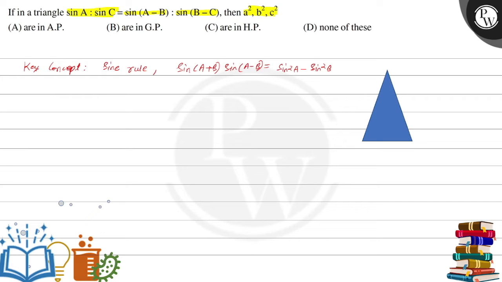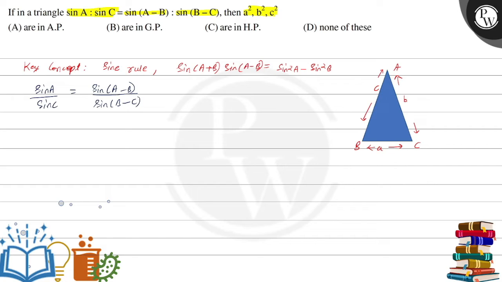In triangle ABC, like take an example, this is a triangle, and the side opposite to the angle A is given as small a, the side opposite to the angle B is given as small b, and the side opposite to the angle C is given as small c. Here it is given to us that sine A upon sine C is equal to sine A minus B upon sine B minus C.